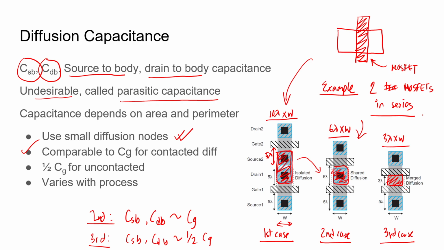So that is all for the MOSFET capacitances, and we'd now like to show some numerical examples for the MOSFET transistors. So thank you.